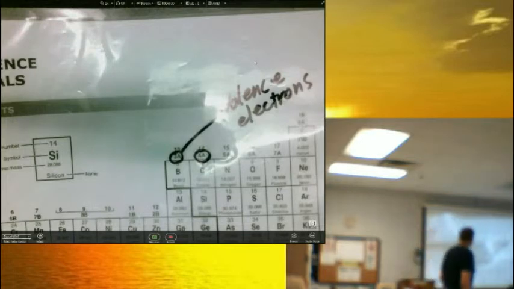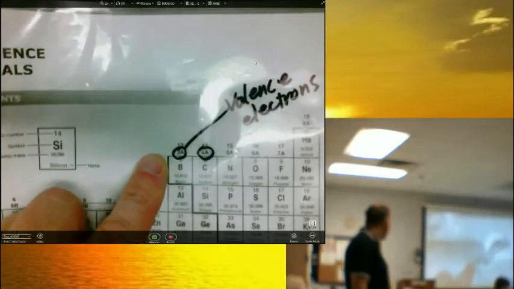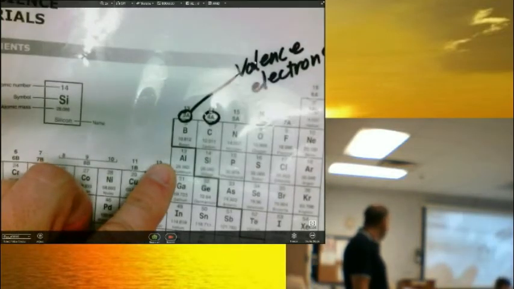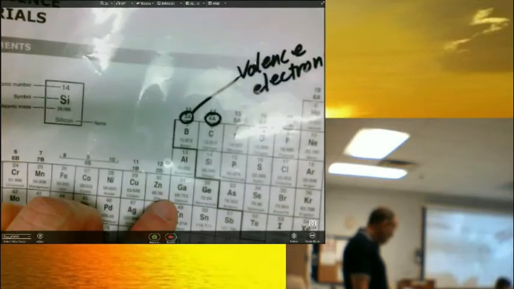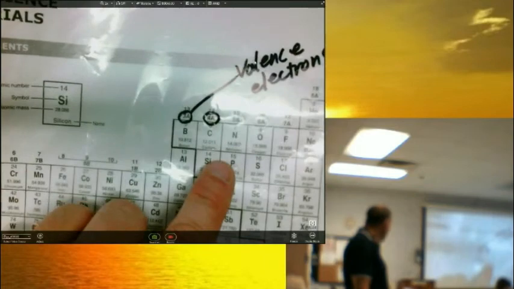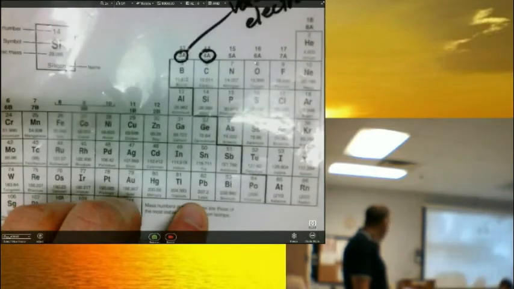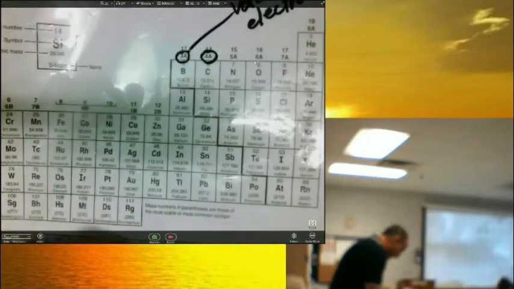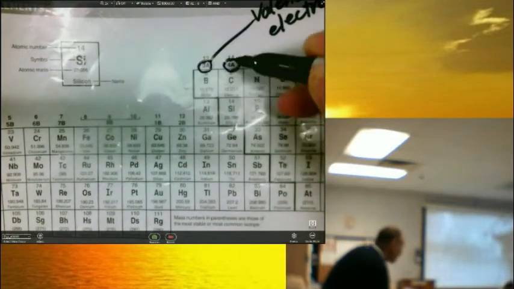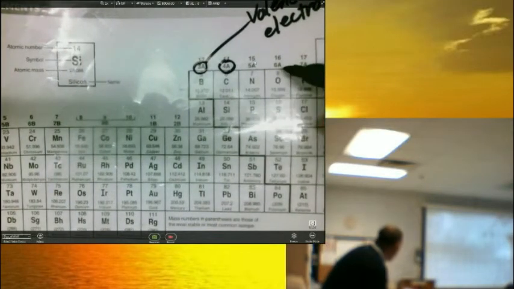Now that means boron has how many valence electrons? 3. Aluminum has how many valence electrons? 3. Gallium has how many valence electrons? Carbon has how many? 4. And so does lead, way down at the bottom. So this column now, everything in this column has 4 valence electrons. Everything in this column has 5 valence electrons. Everything in this column has how many?